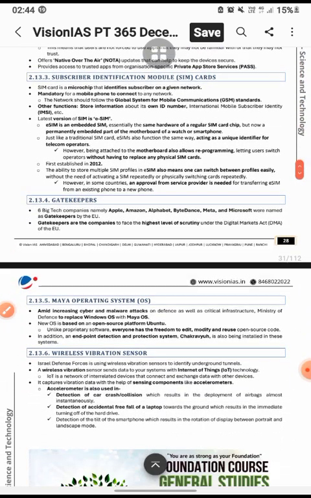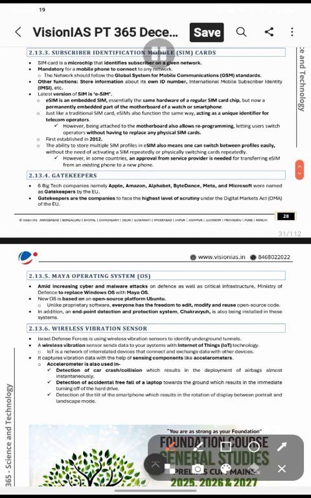Okay, now the gatekeepers. The gatekeepers are Apple, Amazon, Alphabet, ByteDance, Meta, and all of these are gatekeepers. So six big companies are gatekeepers: Apple, Amazon, Alphabet, ByteDance, Meta and Microsoft. And gatekeepers are companies that face the highest level of scrutiny under the Digital Markets Act.